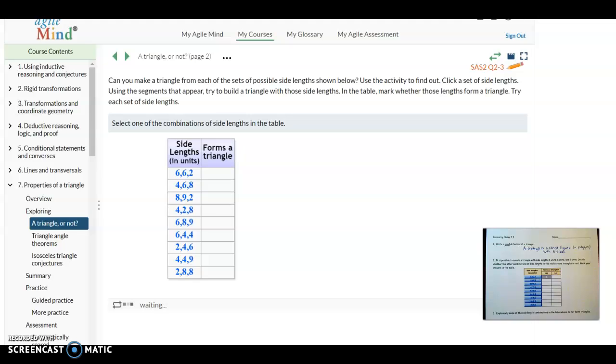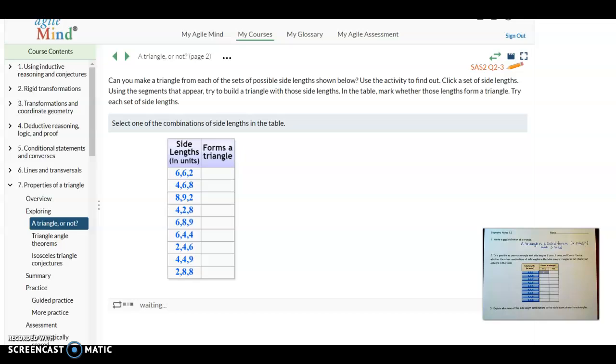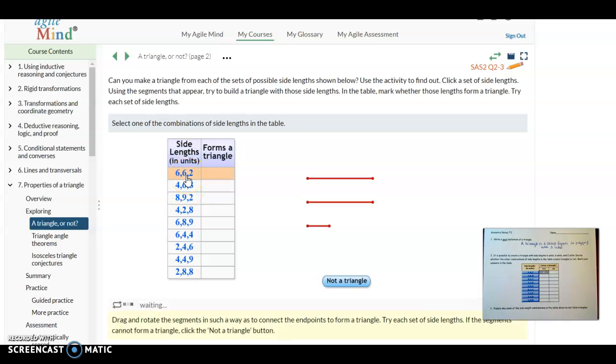All right, so what you're going to do is we are in topic 7. So once you go to My Courses in Geometry, you'll come over here to topic 7. And under Exploring, you'll go to this activity entitled A Triangle or Not. And so the way that you're going to do this is in this first column you have side lengths. And so to do this activity, you're going to have to click on a set of side lengths like the 6, 6, and 2. And you're going to take these lengths of 6, 6, and 2 and try to make a triangle out of them.